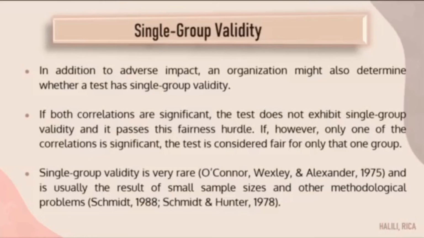Para matest yung single group validity, separate correlations are computed between the test and the criterion for each group. Then if both correlations are significant, the test does not exhibit single group validity and it passes this fairness hurdle. If, however, only one of the correlations is significant, the test is considered fair for only that one group. Lastly, single group validity is very rare and is usually the result of small sample sizes and other methodological problems.